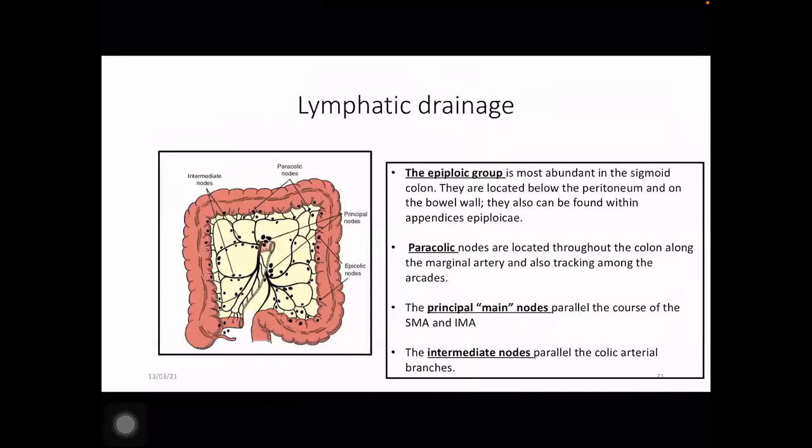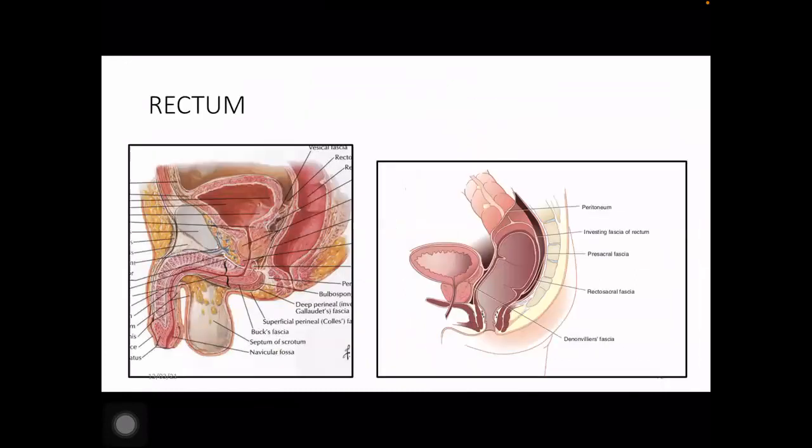So lymphatic drainage, all this I have described before: the epicolic group, paracolic, principal and intermediate nodes, and rectal anatomy I also explained before. But I want to explain these fascial layers again. Always remember the rectum has a peritoneal covering. In the upper rectum, peritoneum covers the anterior and lateral aspects. In the middle rectum, only the anterior aspect. In the lower rectum, there is no peritoneal covering at all. So that's point number one.